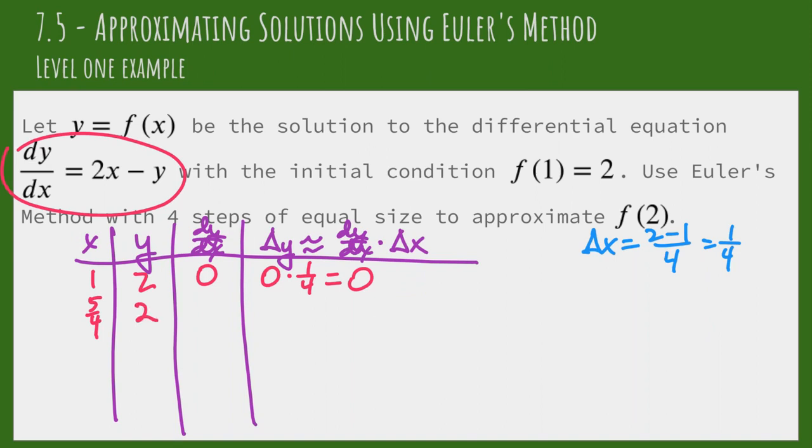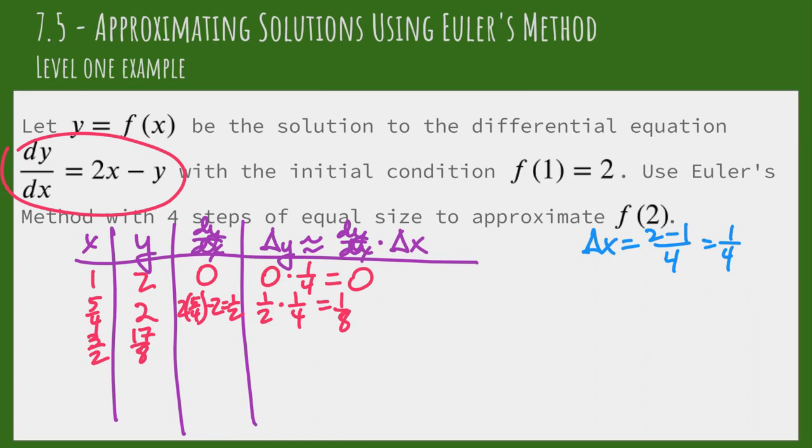Now dy/dx at that point is going to be 2 times 5/4 minus 2. So that's going to be 5/2 minus 2, which is 1/2. Then delta y is going to be 1/2 times 1/4, which is 1/8. And so again, we increase x by delta x. We increase y by delta y. So we're going to have 6/4 or 3/2. Y is going to be 2 plus 1/8, which would be 17/8.